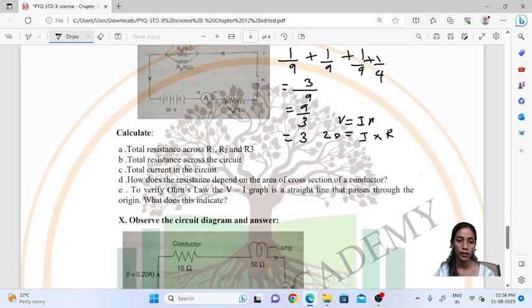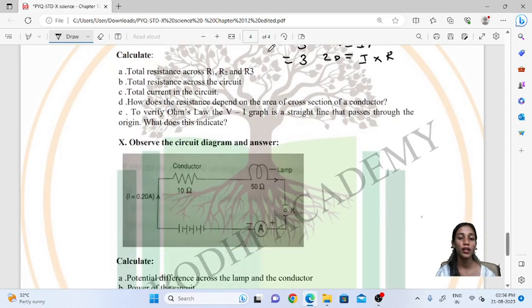Total current. Now how does resistance depend on the area of the cross section of the conductor? We have already studied that resistance is inversely proportional to the area of the conductor. To verify Ohm's law, the VI graph is a straight line that passes through the origin. What does this indicate? It indicates that as the potential difference increases, the current also increases, meaning the potential difference across the circuit is directly proportional to the current.